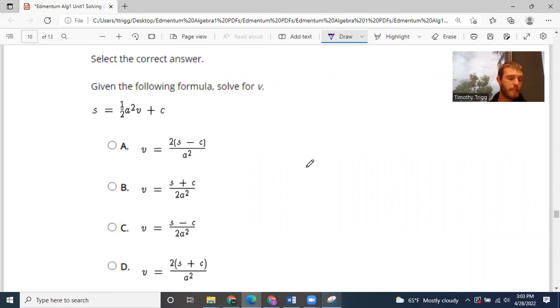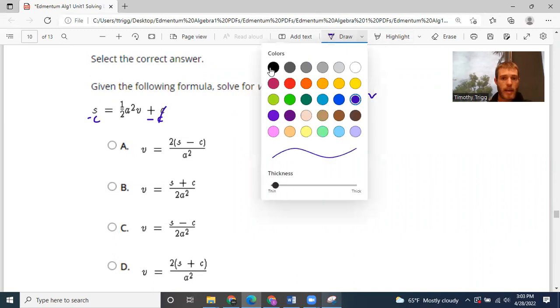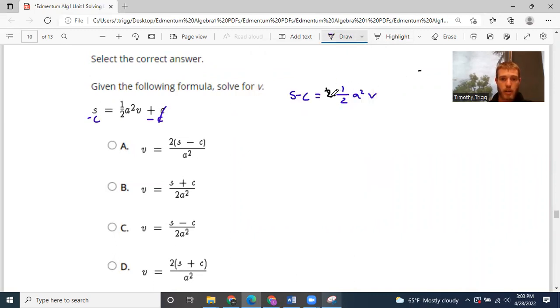Here's solve for v. Well, my first step here, I think, would be to subtract c from both sides of the equation. So on the left, we have s minus c, and then equals 1/2 a squared v. Next, I'm going to multiply by 2 on both sides of the equation, canceling out this half. This side gets multiplied by 2 as well. So we have 2 times (s minus c) equals a squared v. These are multiplied, so see if you can figure out what to do from there.